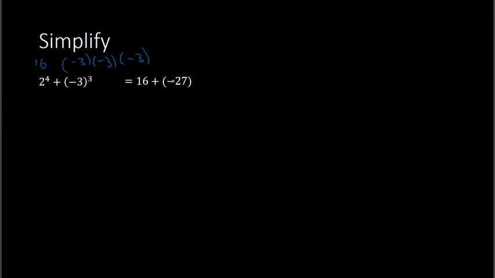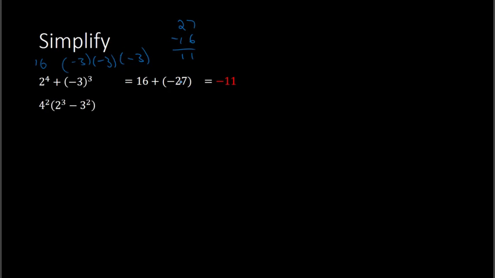So when I add and the signs are different, I need to subtract the bigger by the smaller, so 27 minus 16. And then I keep the sign of the bigger. So 27 is bigger and it's negative, so this solution would be a negative 11.